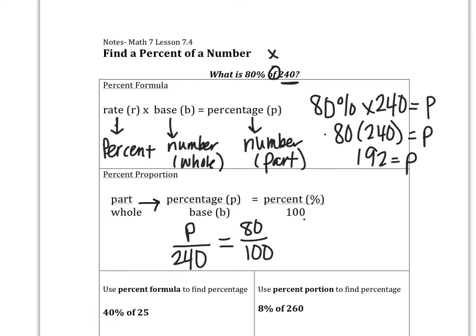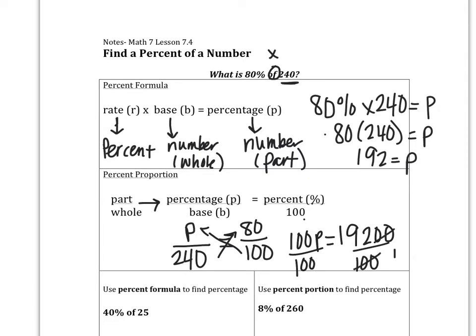So now we're going to cross multiply. So we get 100P equals 19,200. We divide both sides by 100, and we get P equals 192. Same as we got there. Just a different way to do it. Okay, let's take a look at a few more of these.